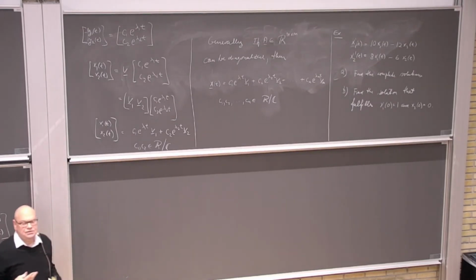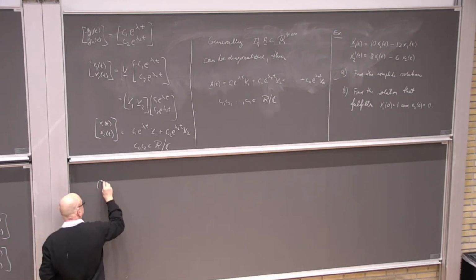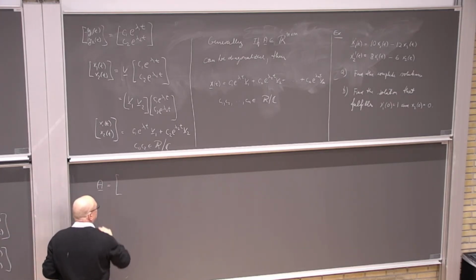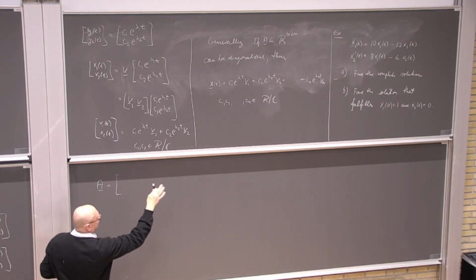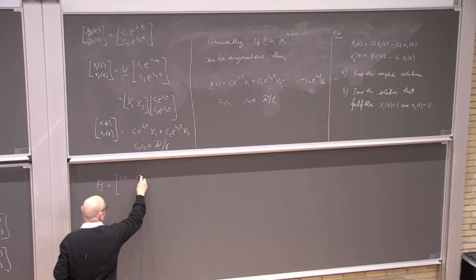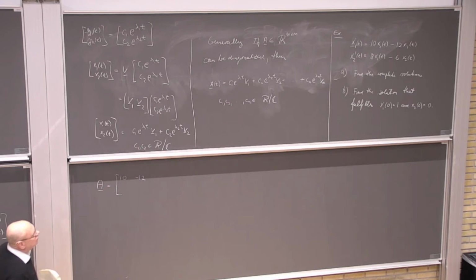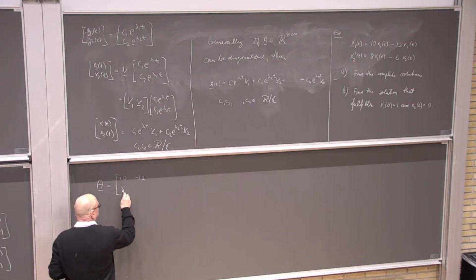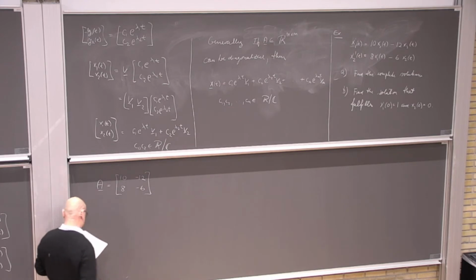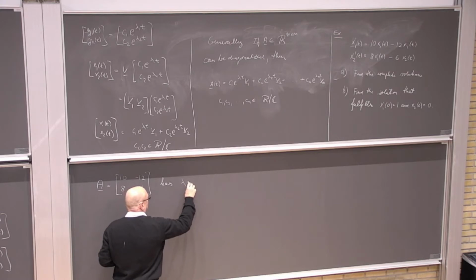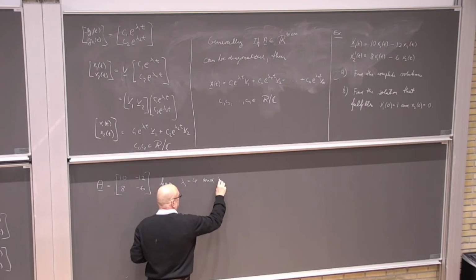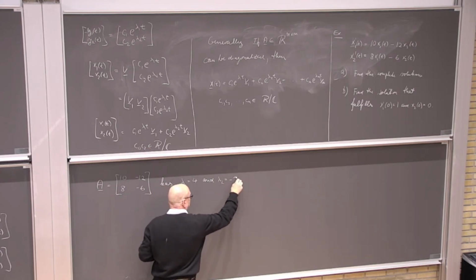So the first thing I do is that I write down the system's matrix. So this will be 10, minus 12 from the first equation. And then it'll be 8, minus 6 from the second equation. This I have done beforehand.